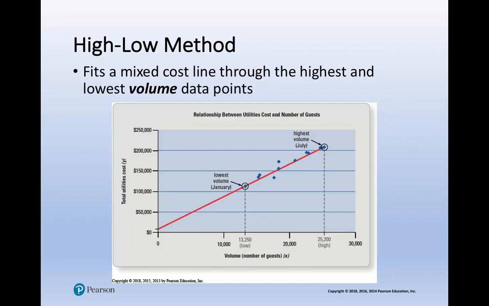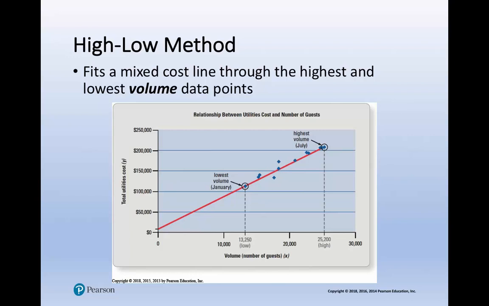So here we can guesstimate our dollars for July. It looks a little over 200,000, so at 210, something like that. And then for our lowest activity, January, maybe 120. So you'd have a difference of about $90,000. That'd be our numerator. Our denominator, high 25,200 minus low 13,250, would be your change in activity. That'd be your denominator. So when you calculate your change in dollars divided by your change in activity, that tells you your variable rate.